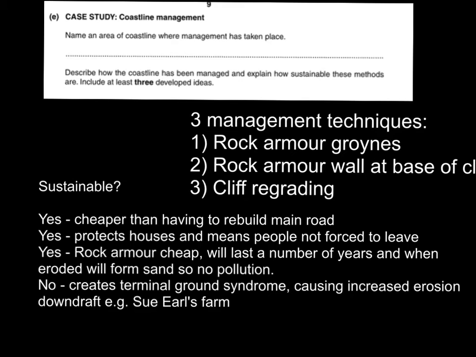So the best answers would have each of these things, would have some specific facts, maybe talk about how much it costs, maybe talk about the length of rock armour, would talk about perhaps how cliff regrading helped them allow plant vegetation to make it more stable. But there'd certainly be, this is what they've done, this is why it works, this is how it works. That probably is a fairly big first paragraph.